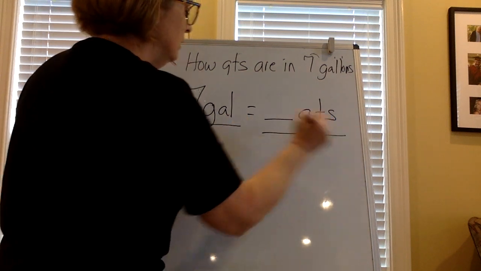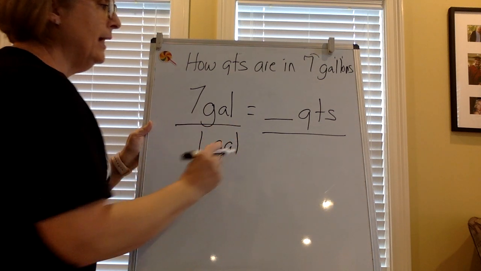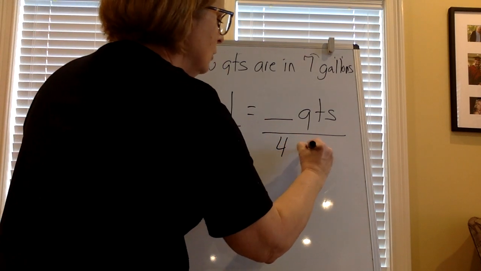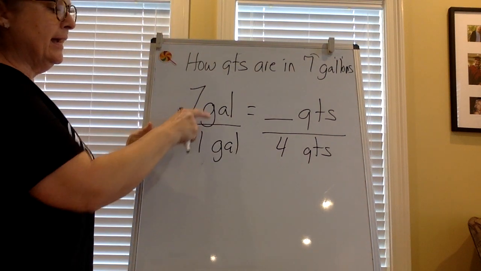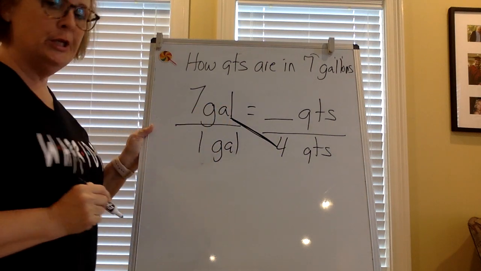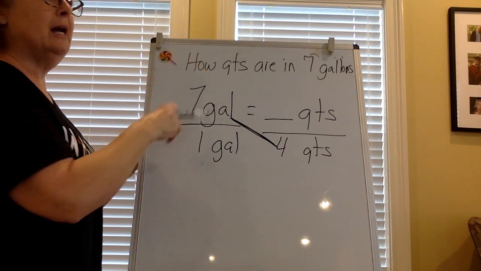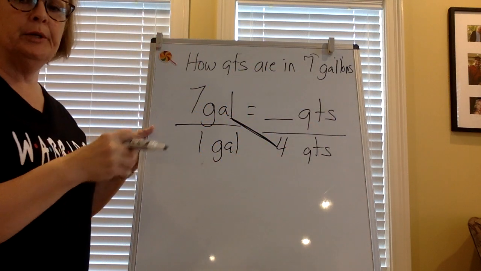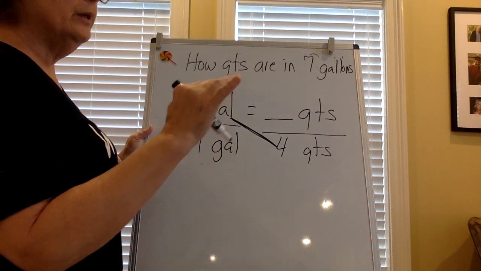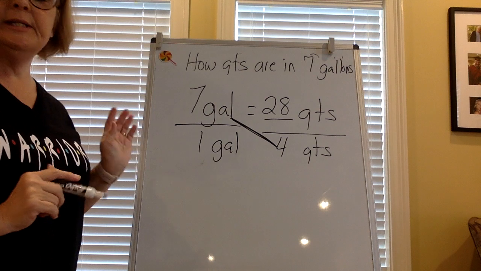So I know that gallon is a bigger unit, so I'm going to put a 1 under it. My gallon stays under my gallons. And then I know that 1 gallon is equal to 4 quarts. Notice how I've kept my gallon with my gallons, my quarts with my quarts. Now they're across from each other, the information I have, so I know I'm going to multiply. If I'm going from a larger unit and I'm converting it to a smaller unit, I'm going to multiply every time. So what is 7 times 4? 7, 14, 21, 28. So it's 28 quarts. Super easy way to do things.